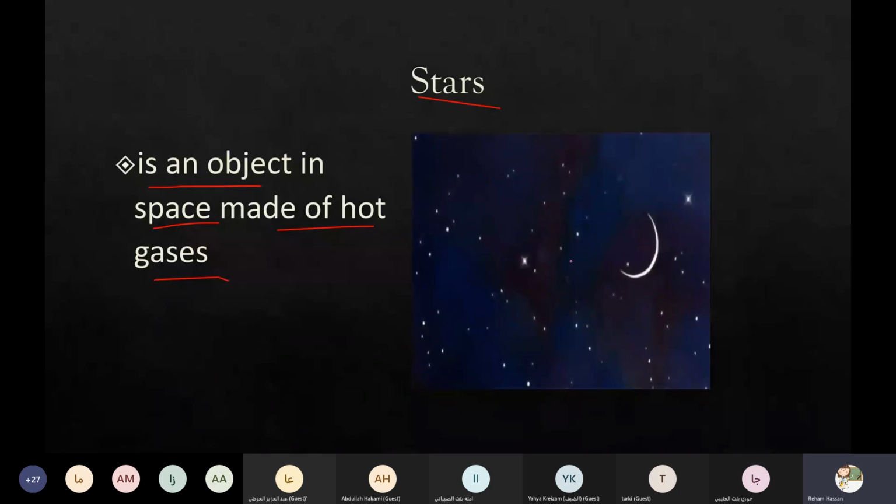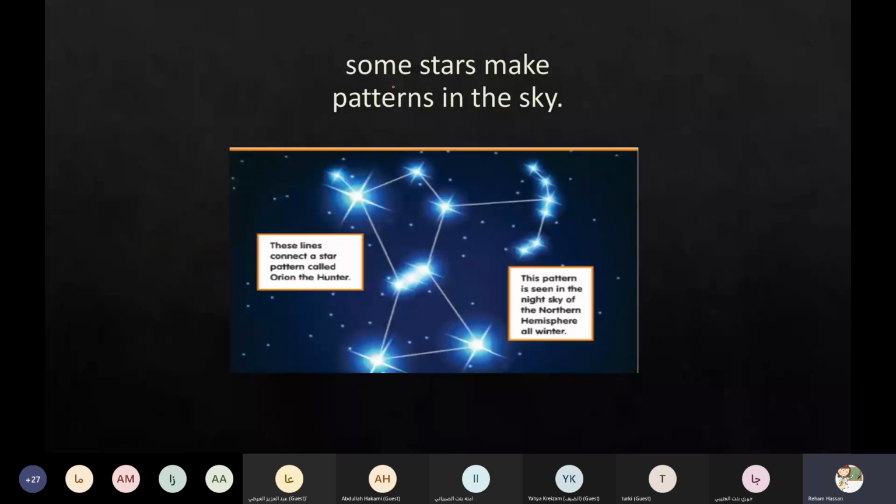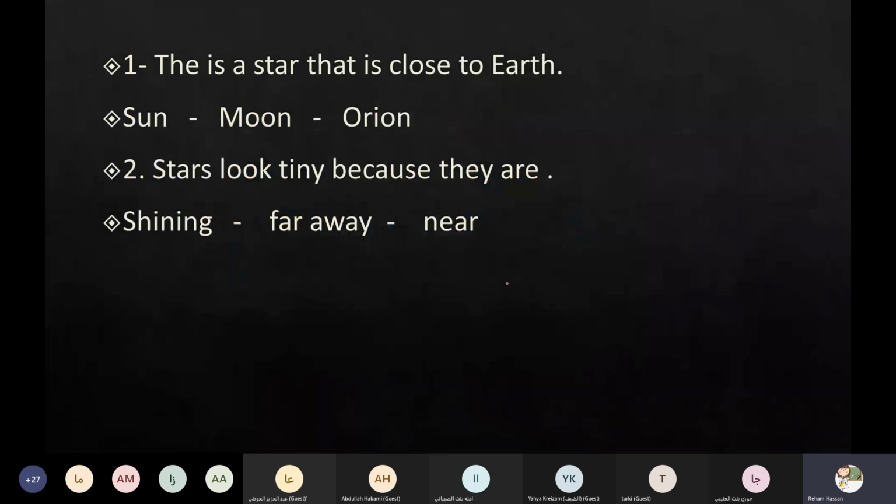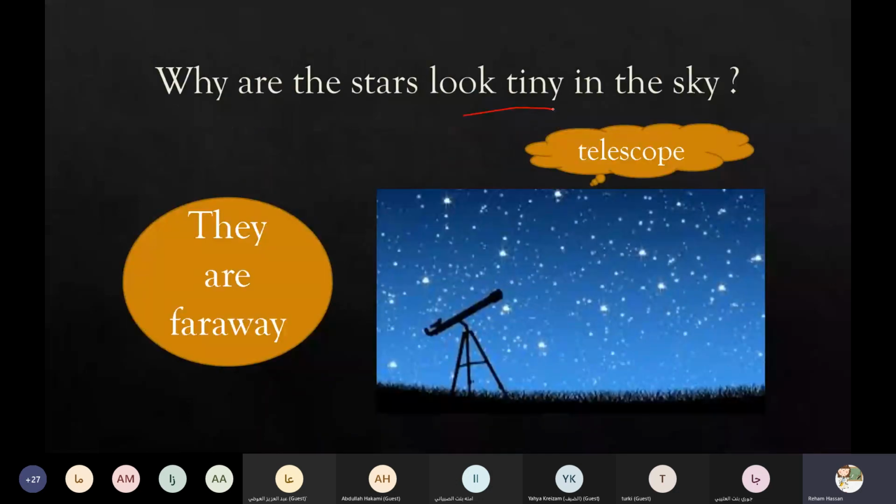What are the stars? A star is an object in space made of hot gases. If we look at the night sky, we can see a light. This light from the star, the star can make its own light, versus the moon. If we look at the sky, we can see the light from the moon and the stars, subhanallah. Also, some stars can make patterns in the sky like this, different shapes in the sky, okay?